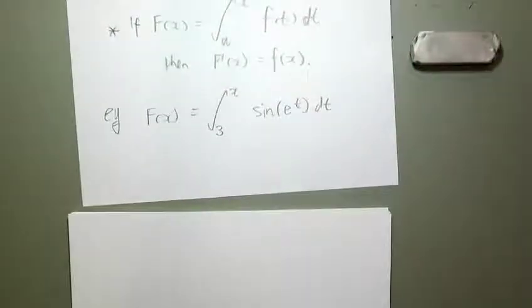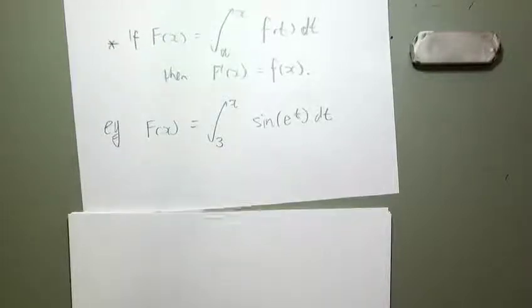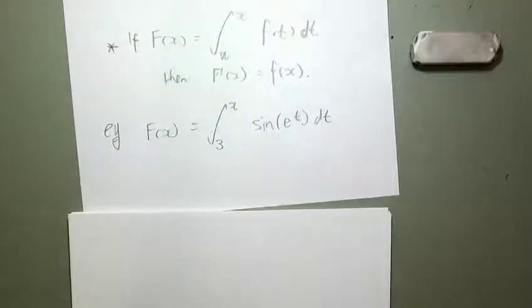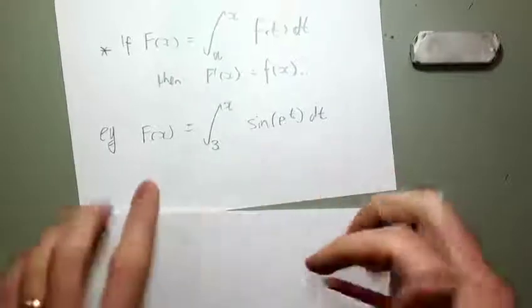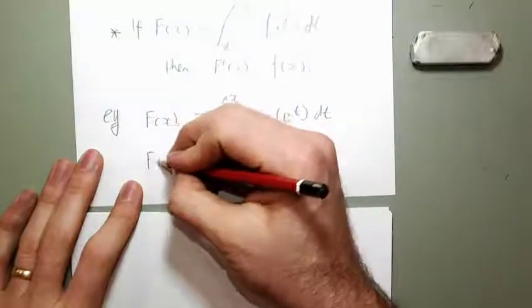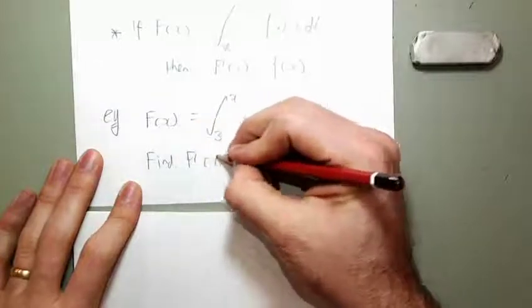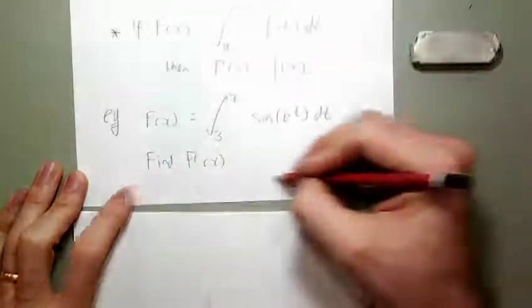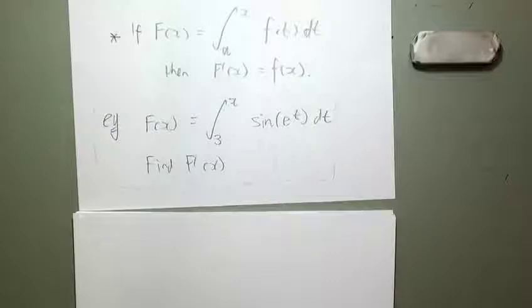Okay, f of x is the integral from 3 to x of sine e to the t dt. Awesome. Well, I don't need to know how to integrate this function because... Okay, so this is the question that we've been given in our exam or whatever. f of x is the integral from 3 to x of sine e to the t dt. Find f dashed x.